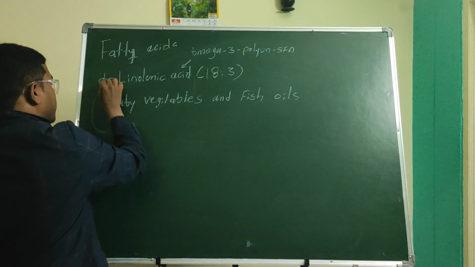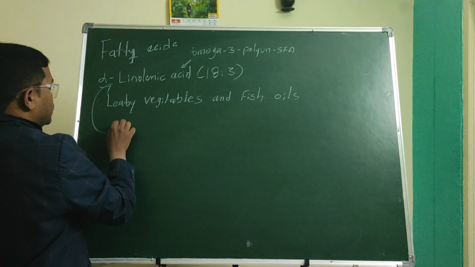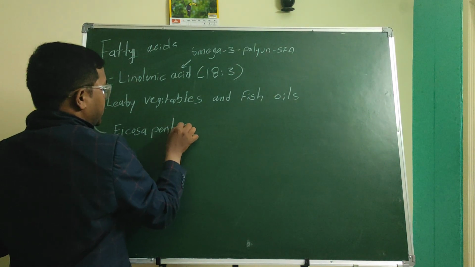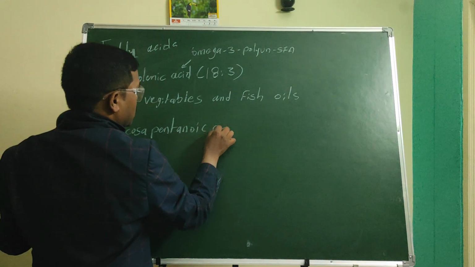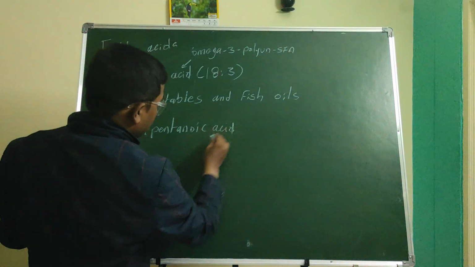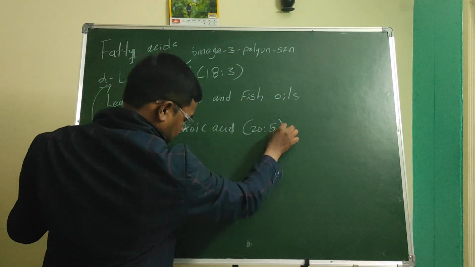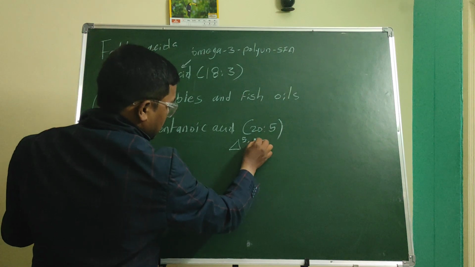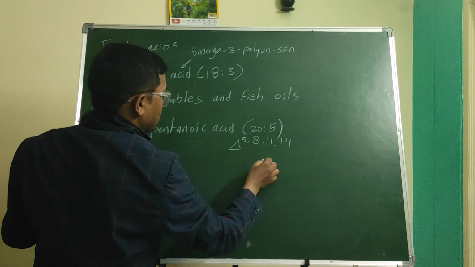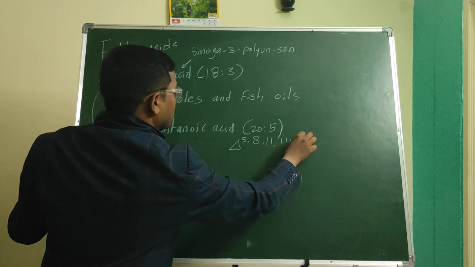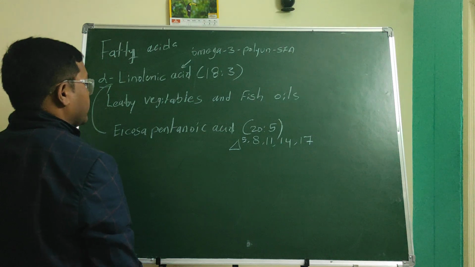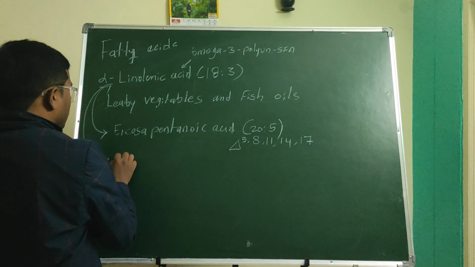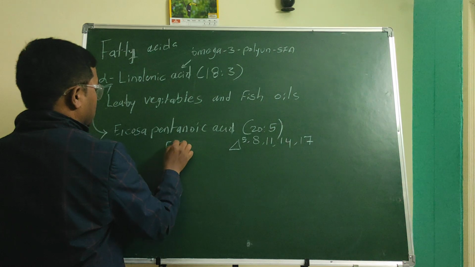And this is the precursor for eicosapentaenoic acid, 20:5, with double bonds at 5, 8, 11, 14, 17, and also for docosahexaenoic acid. Eicosapentaenoic acid is also called EPA.